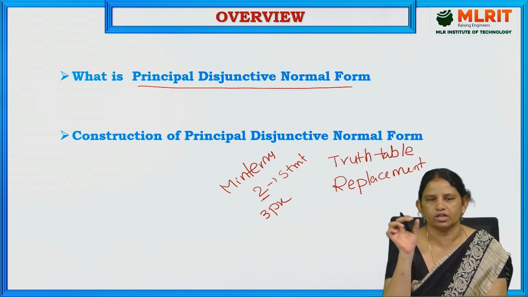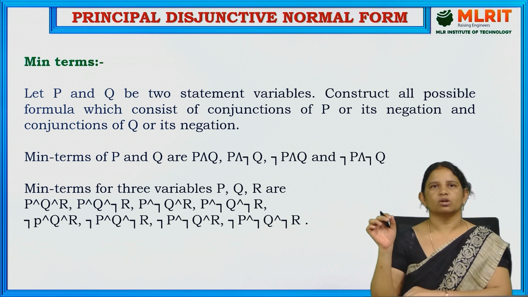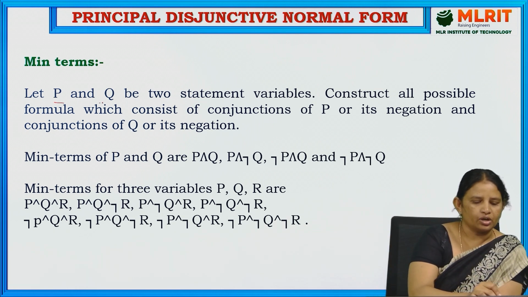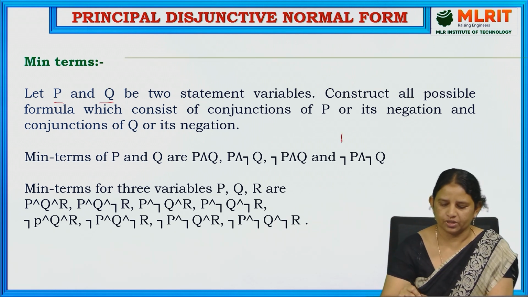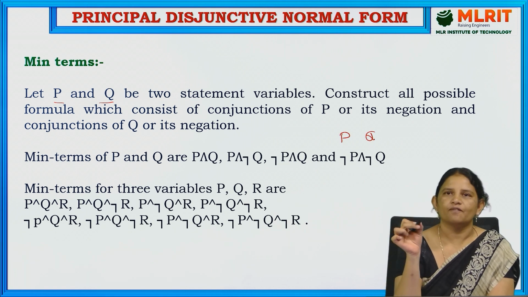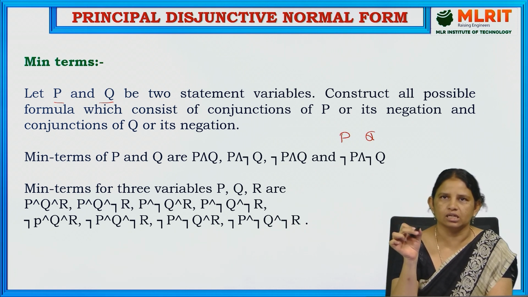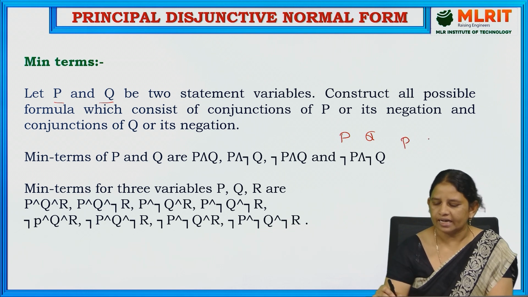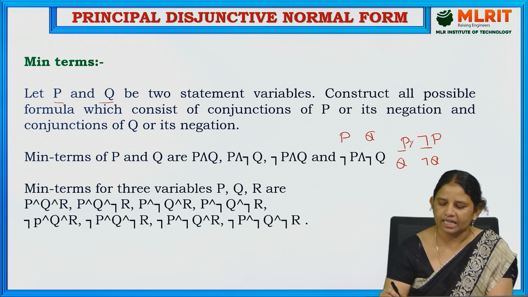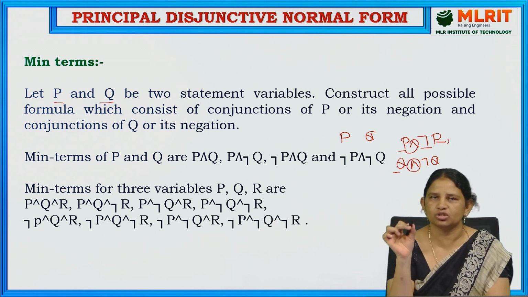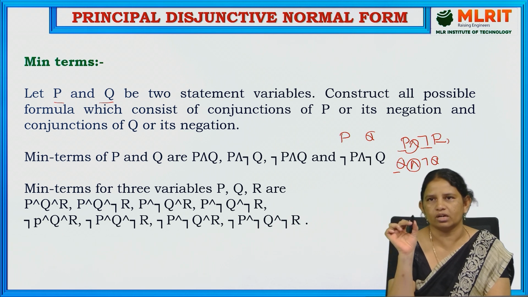We need to understand what is meant by minterm. So, what is the definition of minterm? Let P and Q be two statement variables. For these two propositions, we construct the variables and the negation of the variables: P, negation P, Q, negation Q. The conjunction of variables and their negations, using the symbol for conjunction, is called a minterm.